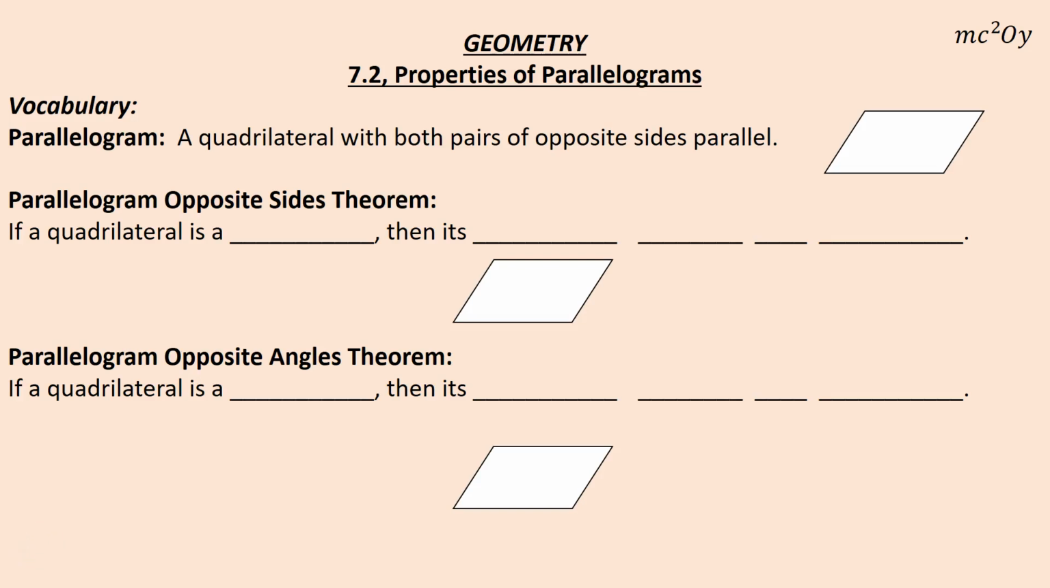All right, properties of parallelograms. First, some vocab. A quadrilateral with both pairs of opposite sides parallel is a parallelogram, and usually you'll see markings that look similar to these. Okay, one arrow on a side, the other arrow on the other side, that's parallel, and this side's parallel to that one. Some theorems that we use.